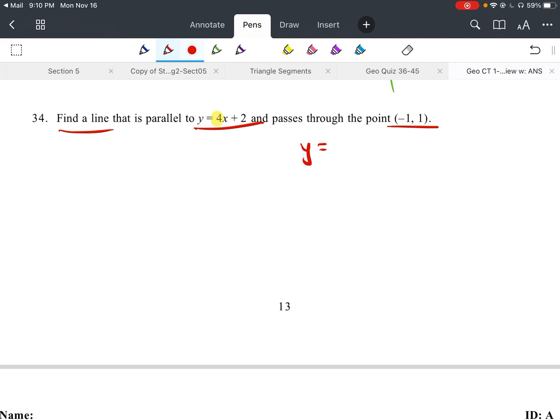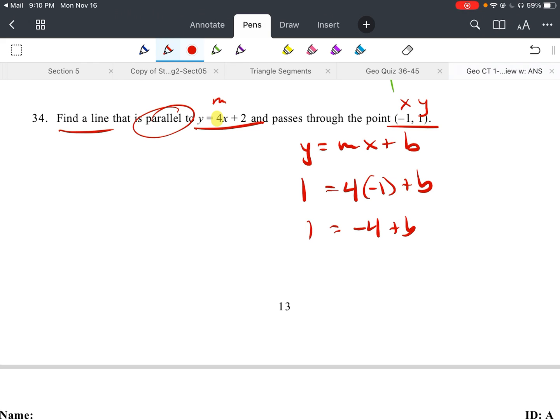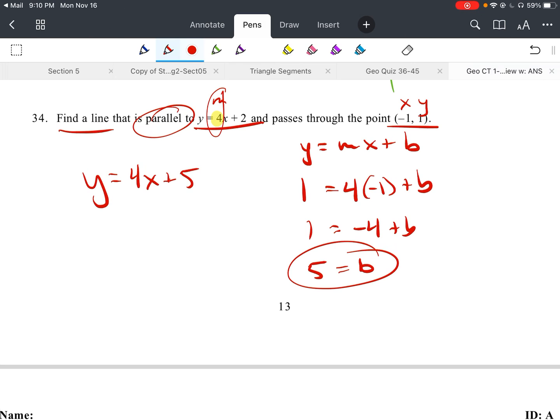So I'll take the slope. So y equals mx plus b. Here's my x. Here's my y. Here's my m. I'm going to use this as is because it's parallel, not perpendicular. So 4 times -1 plus b, and this is a 1 here. So this is -4 plus b equals 1. Add 4, 5 equals b. So now, once you know b is 5 and m is 4, just write y equals 4x plus 5. Done.